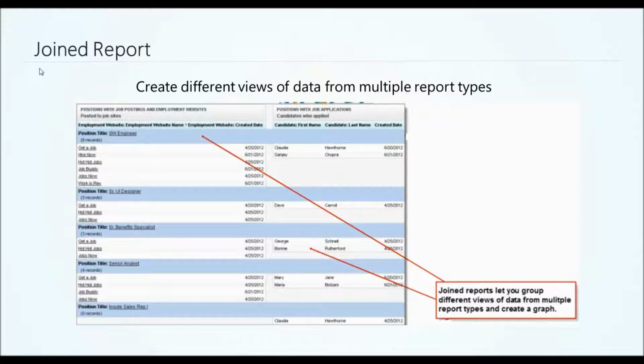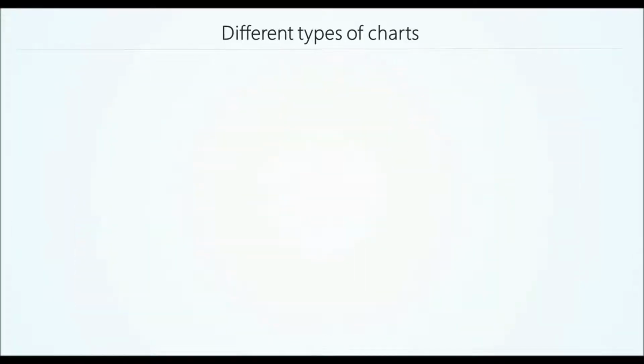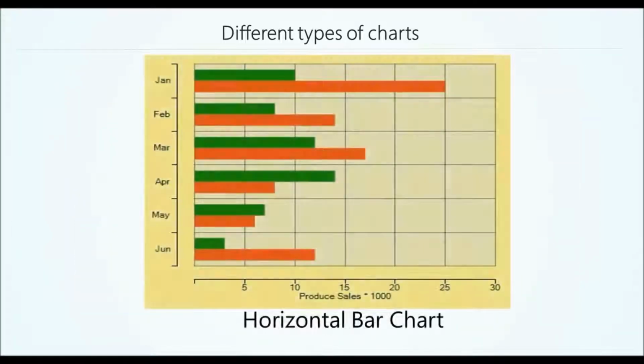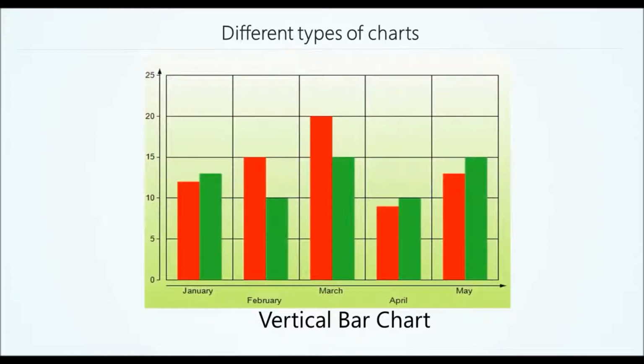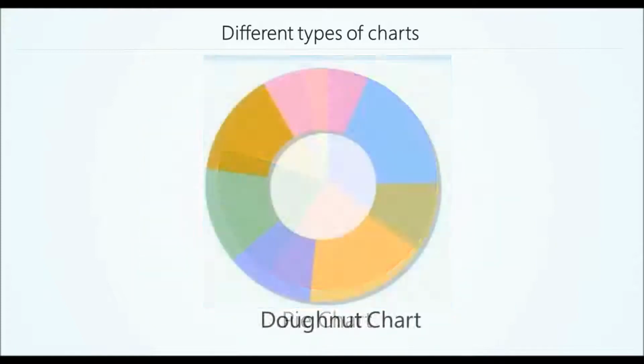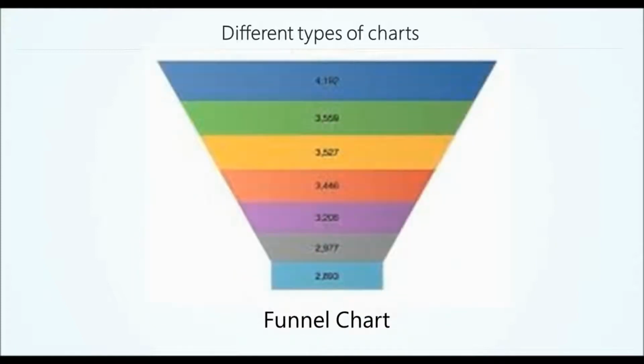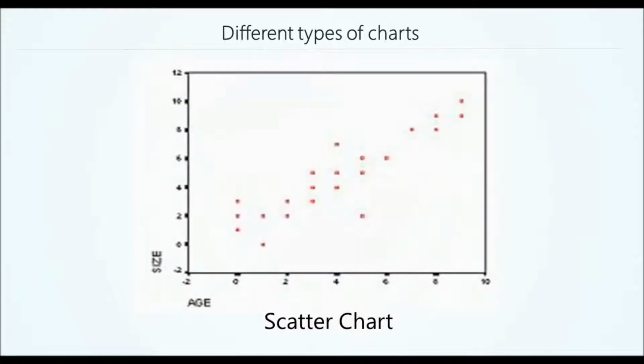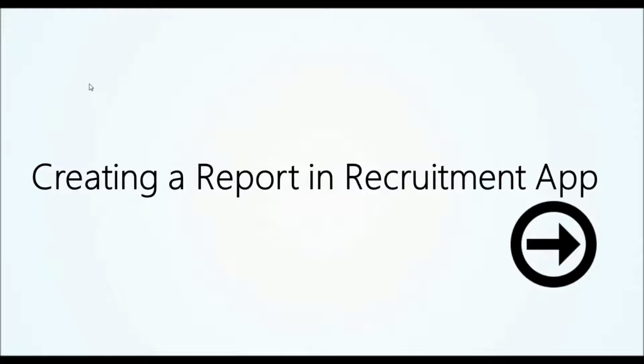Now we know summary and matrix reports can be represented on different types of charts like horizontal bar chart, vertical bar chart, pie chart, donut chart, funnel chart, and scatter chart. Now let's move on to creating a report in Recruitment app.